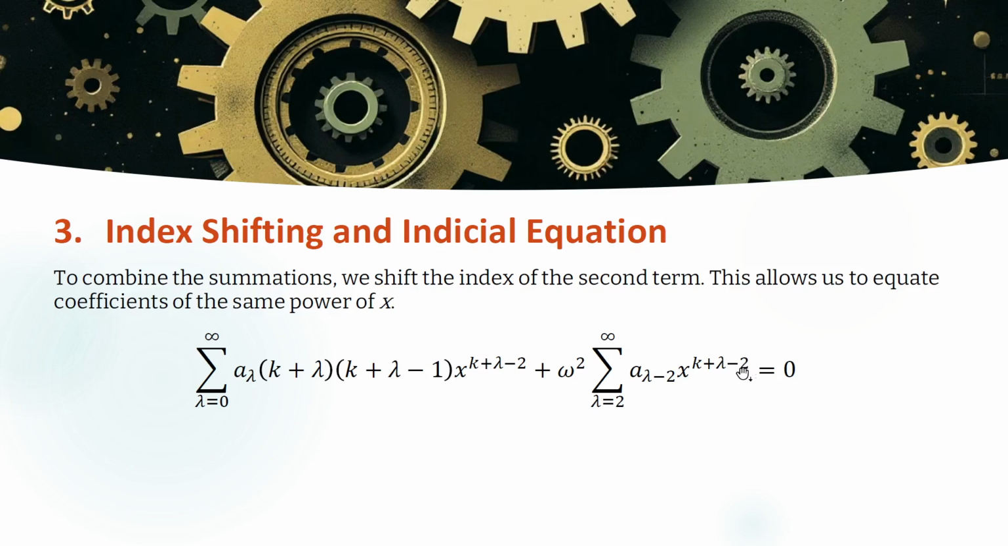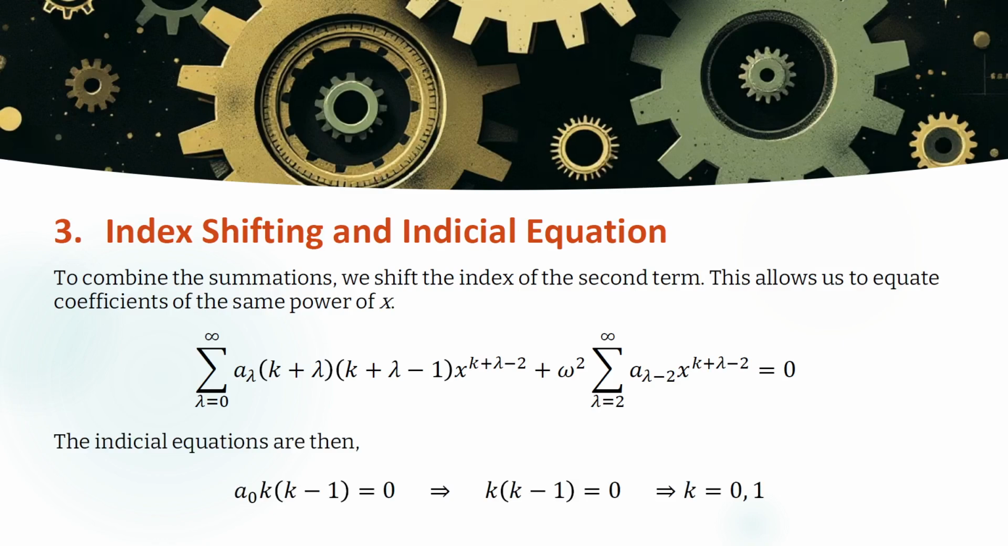But notice that since we shifted the index of the second term, our summation now starts from 2 to infinity. So instead of starting from 0 to infinity, we started from 2 to infinity. And we did this to have mathematical consistency, because otherwise we will be violating some mathematical principles.